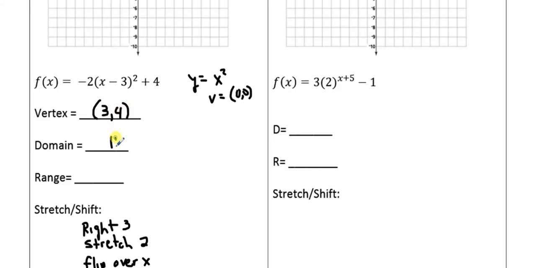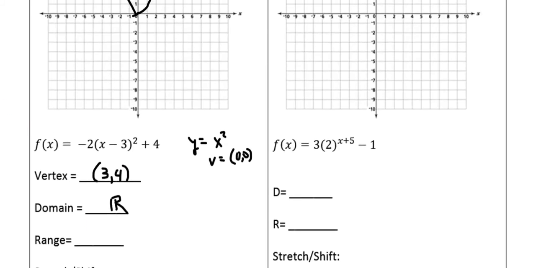Domain for quadratic equations are all real numbers. You can put domain as what x can be, and there's no number in here that's undefined. So you can put in any number for x. And the range, well, let's graph this, and then maybe the range will make a little more sense.